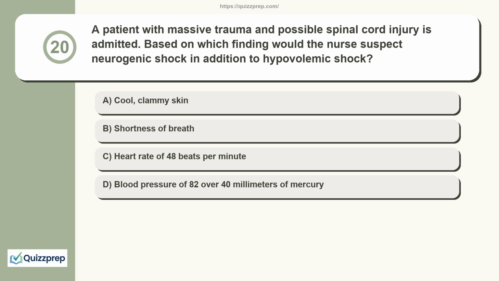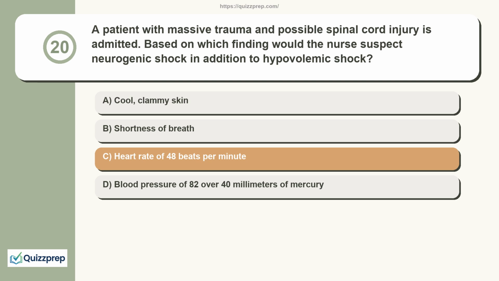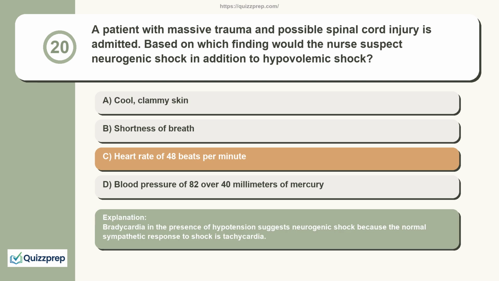Question 20. A patient with massive trauma and possible spinal cord injury is admitted. Based on which finding would the nurse suspect neurogenic shock in addition to hypovolemic shock? Cool, clammy skin, shortness of breath, heart rate of 48 beats per minute, blood pressure of 82/40 millimeters of mercury. Bradycardia in the presence of hypotension suggests neurogenic shock because the normal sympathetic response to shock is tachycardia.